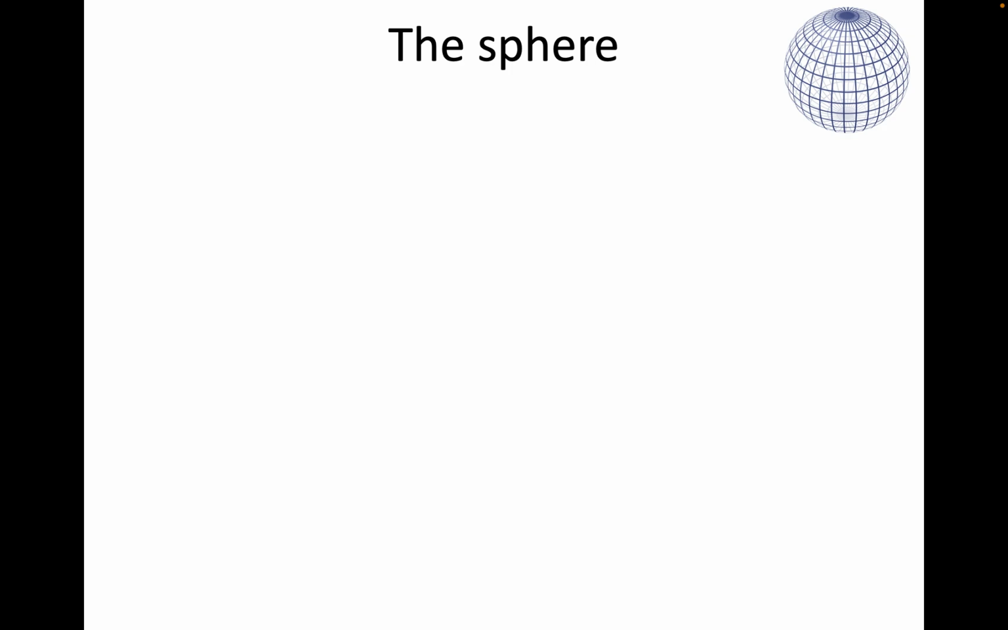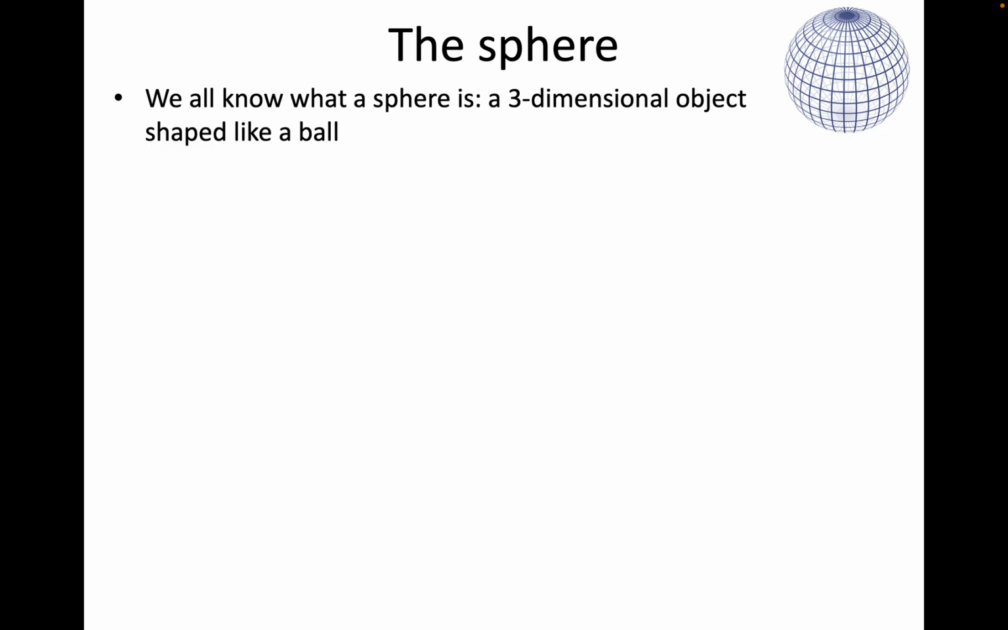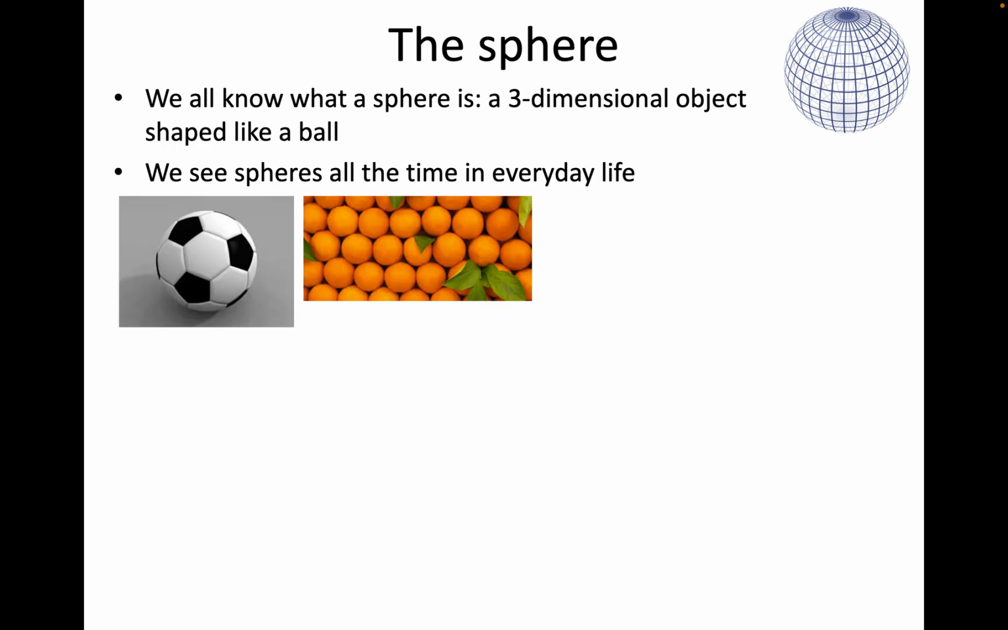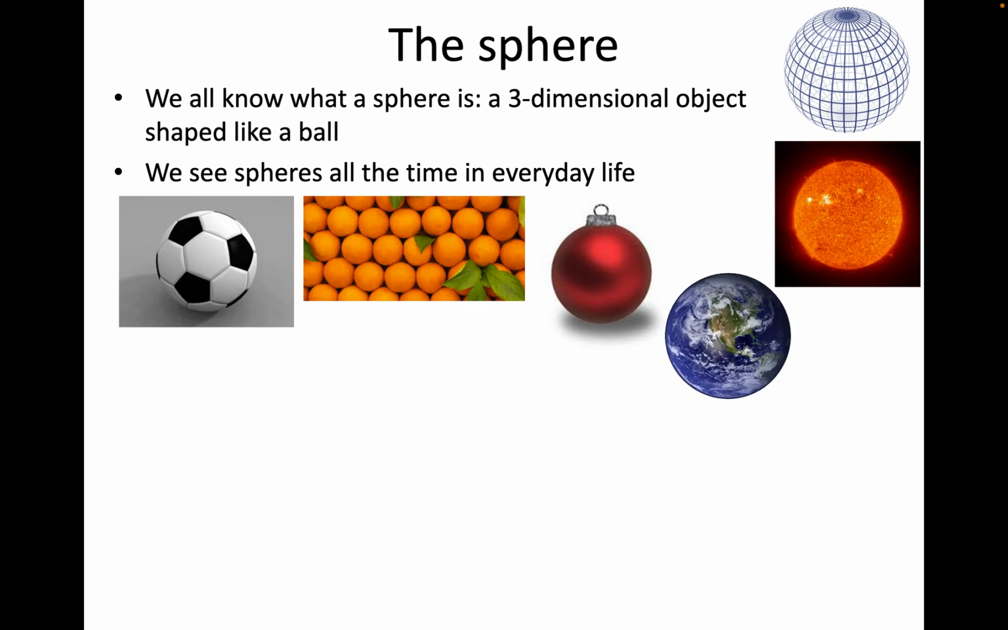Now let's talk about 11.6, the sphere. We all know what a sphere is. A sphere is a three-dimensional object. It's shaped like a ball. Right? We see spheres all the time in everyday life, not only balls, but oranges are an example of a sphere. A Christmas ball or Christmas ornament is an example of a sphere. Planets and stars are examples of spheres. Spheres are analogous to a circle.